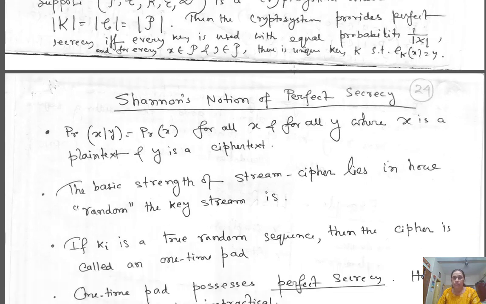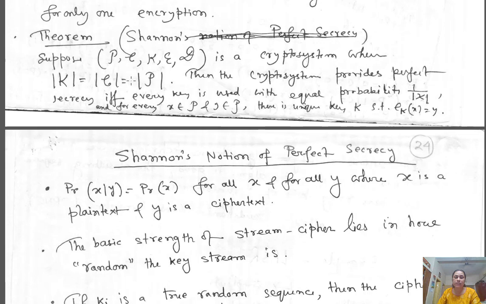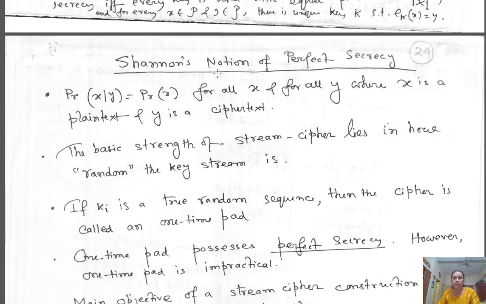Okay. Now, this is essentially called Shannon's notion of perfect secrecy. If this condition holds, then under these circumstances, we have observed that a key is always chosen with equal probability. Every key is used with equal probability. Not only that, for every pair of corresponding plain text and ciphertext, a unique key always exists, such that encryption of x with respect to k is y. Okay, so this is why this condition is also called Shannon's notion of perfect secrecy.